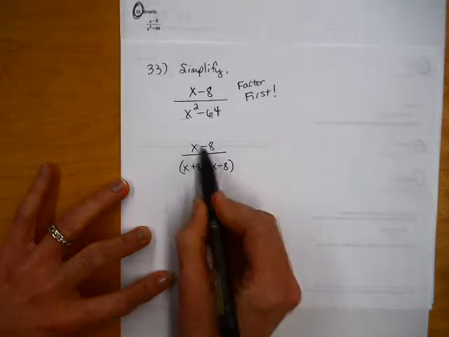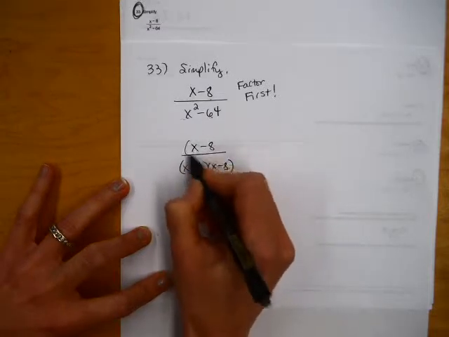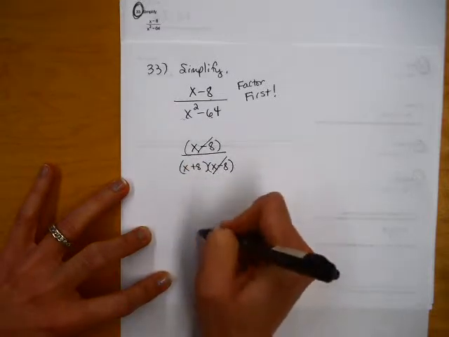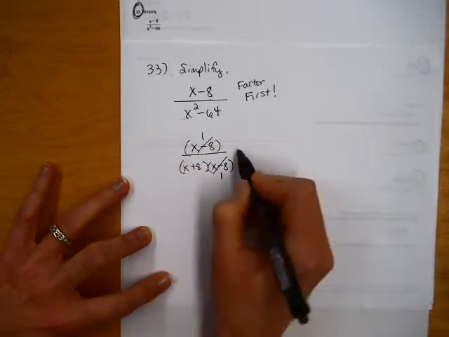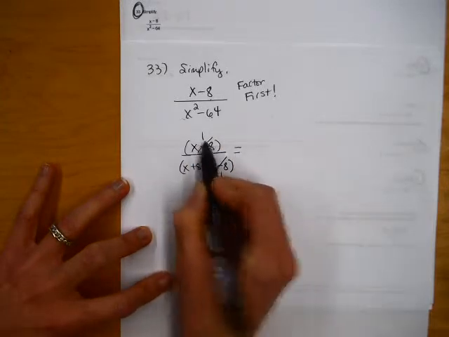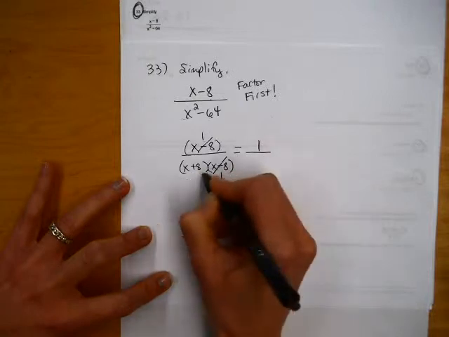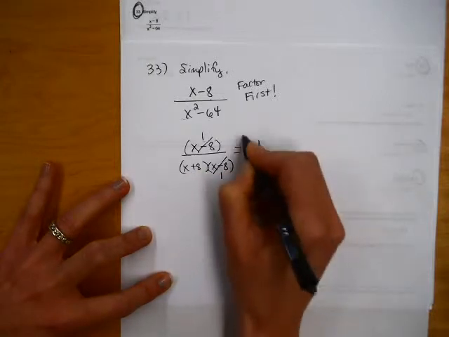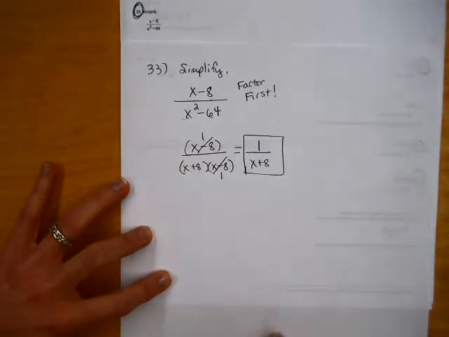Now look for matches. What do I mean? Well, x minus 8 on the top here with x minus 8 on the bottom here, that really reduces to 1. And so my final answer would be 1 over x plus 8. And I have now simplified that expression.